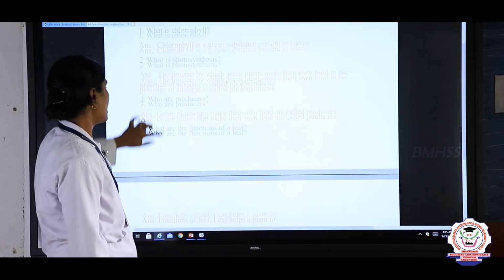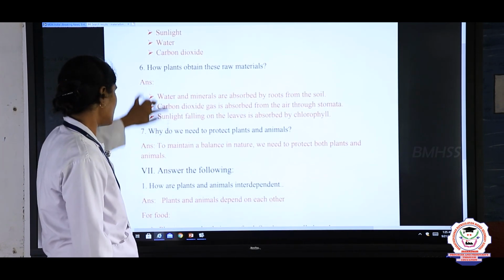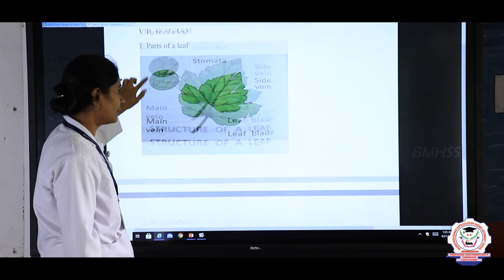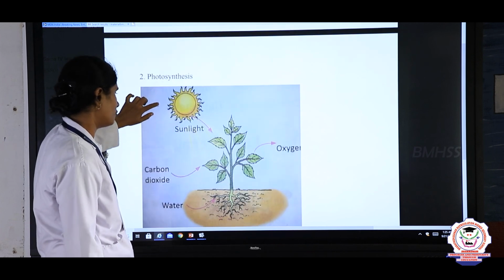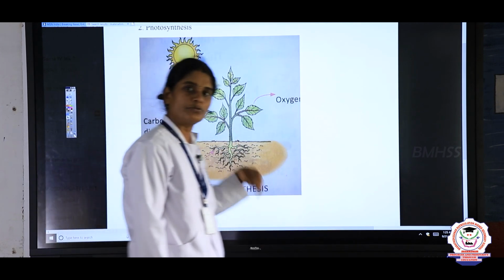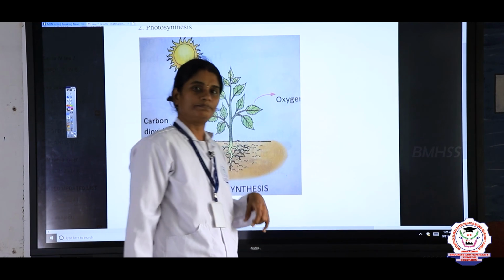Like that you will have 2 marks as well as 5 marks questions, and you will have the diagram. In the diagram you have to draw the leaf and mark the parts, and also the photosynthesis diagram. You have to draw the photosynthesis diagram.